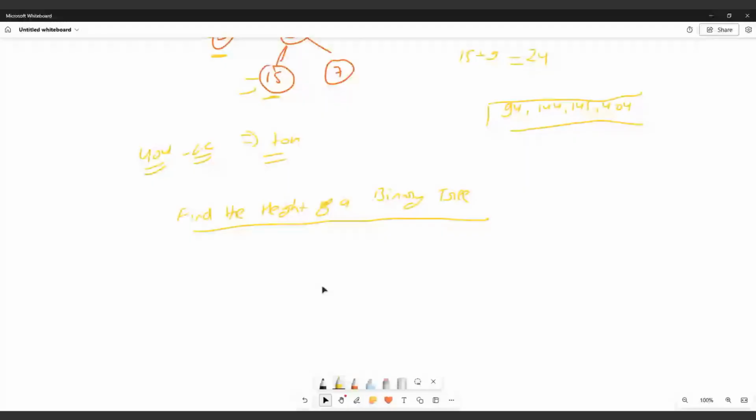Class, first of all, what is the height? If this is our binary tree, one, two, three, four. So what is the height? One, two, three. This is the height. So what is the height of this binary tree? The height is basically three. So we have to find the height of a binary tree. How can we find it? All of you, class.